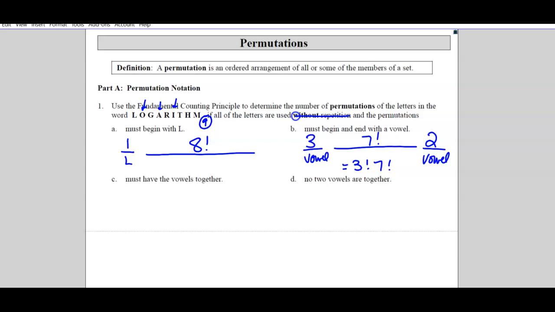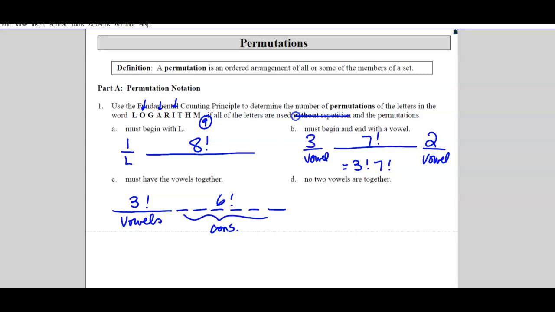Now, must have the vowels together. So we talked about this yesterday, or the day before. I often start with the vowels together at the beginning. So there's 3 vowels, so there's 3 factorial to get the vowels together at the beginning. And then I would have 1, 2, 3, 4, 5, 6 remaining letters, right? All the consonants afterwards. So these are the consonants, okay? So that would be 6 factorial. That would be the answer if the vowels were together at the beginning.